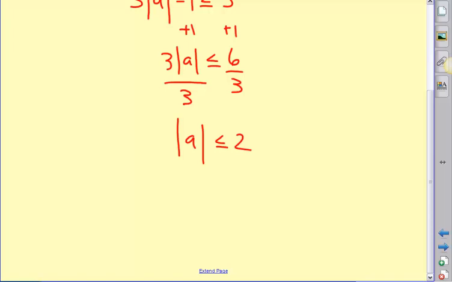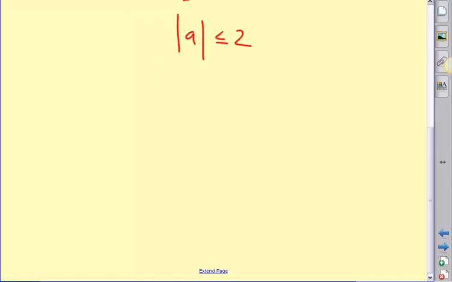Okay? Now what do I do? Allie? Split it up. I'm ready to split it up because I've isolated it. Right. So it's A is less than or equal to 2, and then A is greater than or equal to negative 2. Exactly.